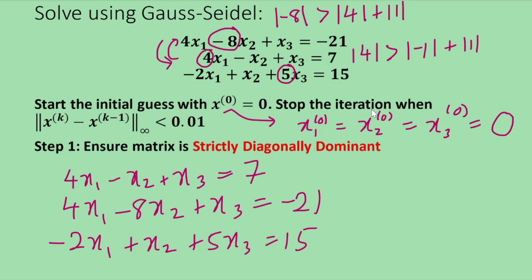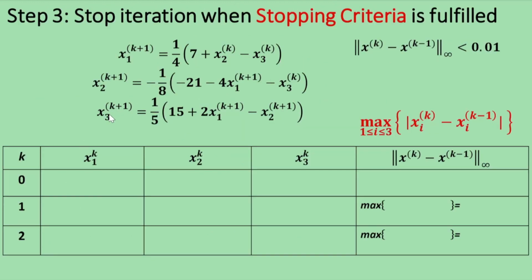And we would stop the iteration when the infinity norm, and I would explain the meaning of infinity norm in a short while, is less than 0.01. So the iteration starts with the values of x1, x2 and x3 when k equals 0 as zeros. Okay. Let's ignore the stopping criteria for a while and let me explain how to get the value of x1 when k is equal to 1. So we are going to use the formula here.